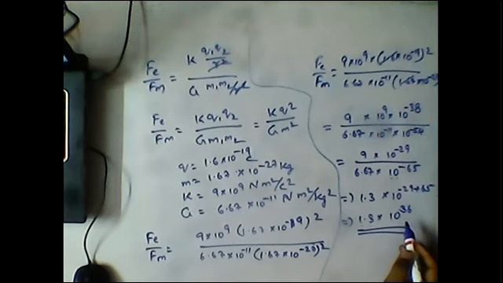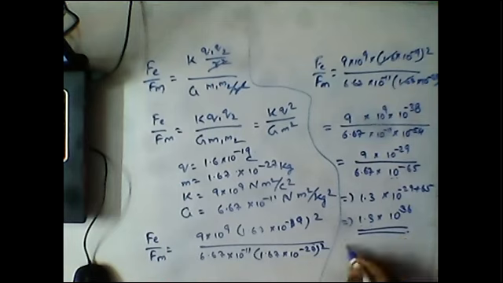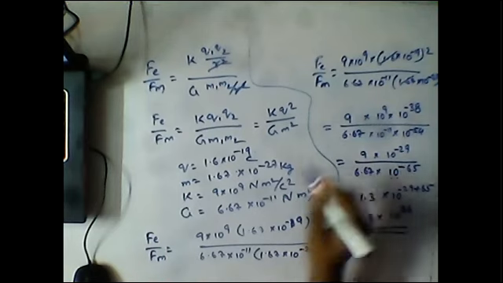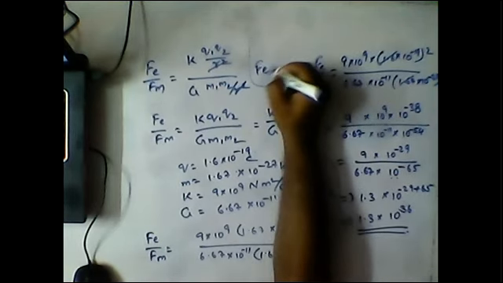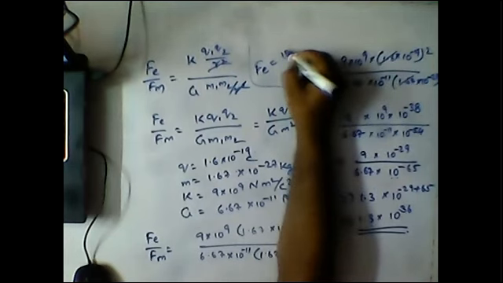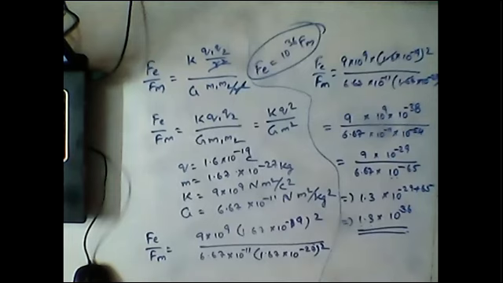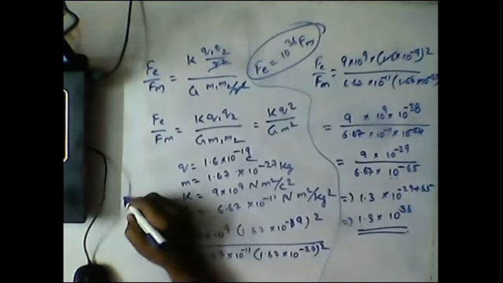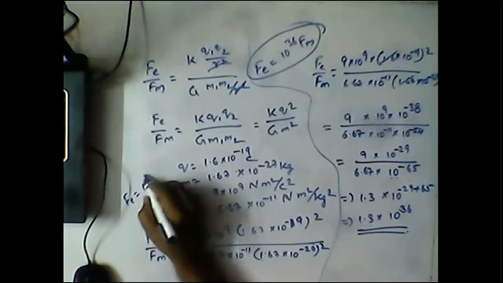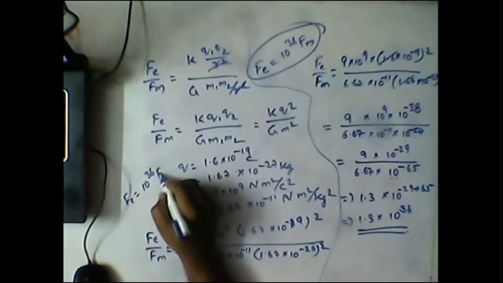So this is the final answer here, or we can write it as Fe is equal to 10 power 36 times of Fm. This is the final statement we can write. I will write here Fe is equal to 10 power 36 times of Fm.